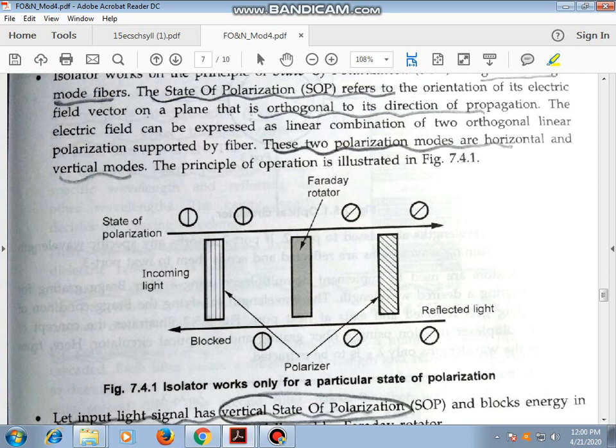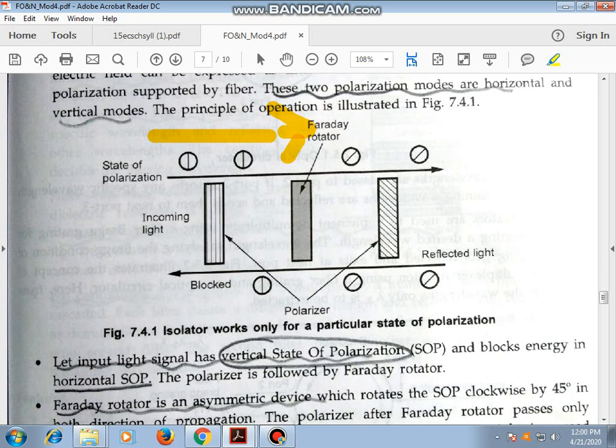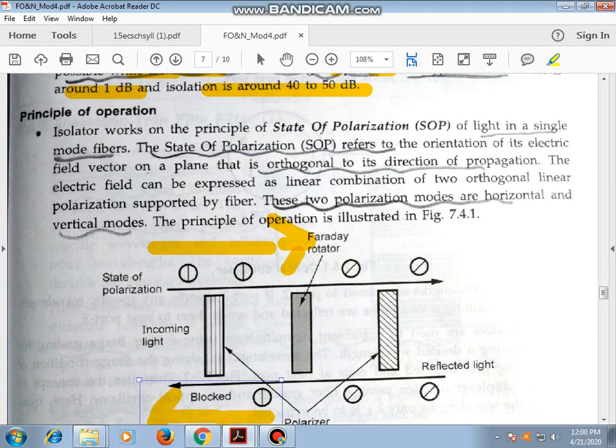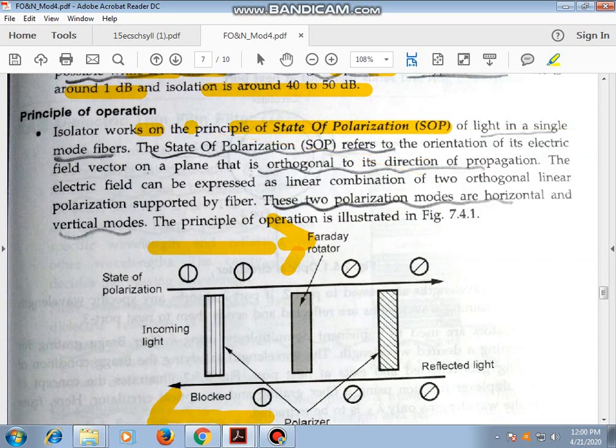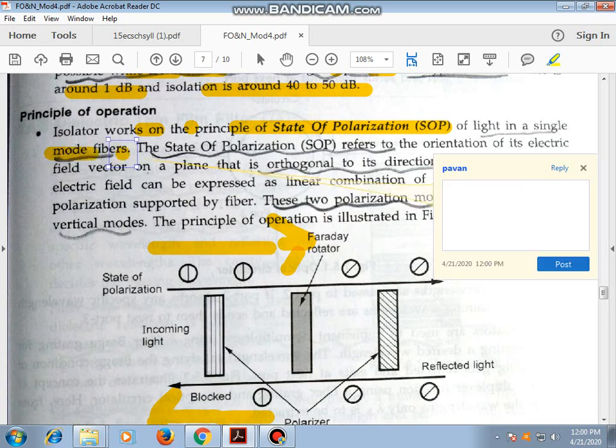Here you can see that the signal can be forwarded from this end. The incoming light signal can be transmitted from this end toward this end, but you can't send a signal from this end toward this end. Transmission from the other end is not possible. We'll see how it works. The isolator works on the principle of state of polarization, based on the polarization of light in a single mode fiber. It works on single mode fiber.